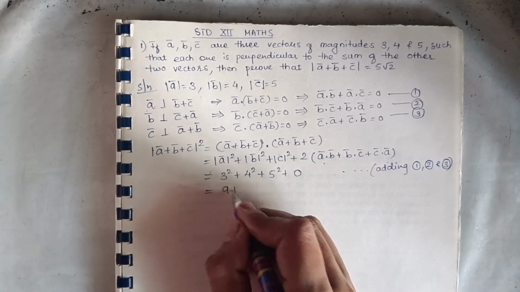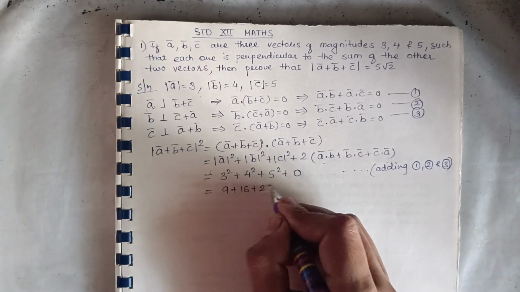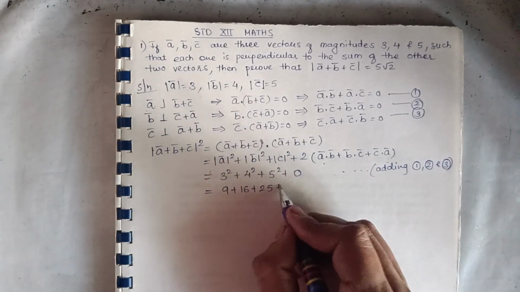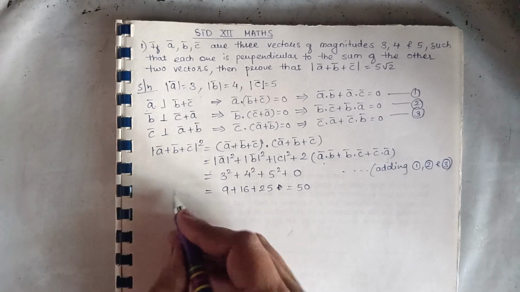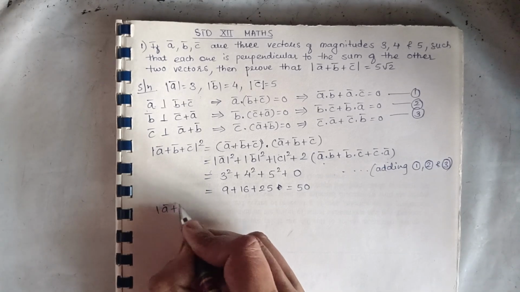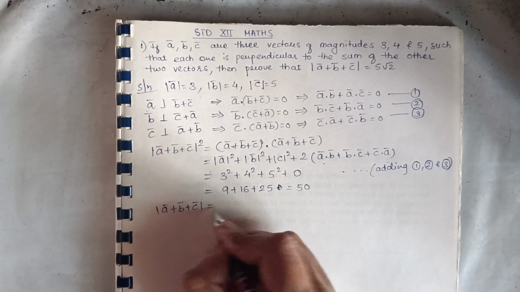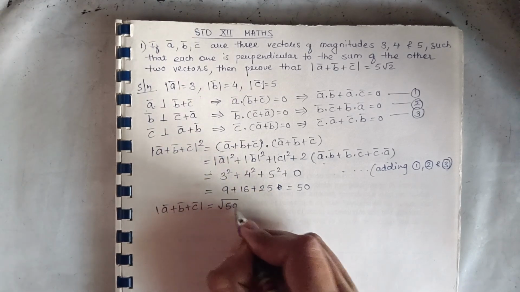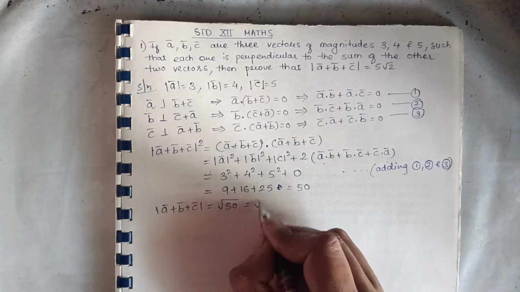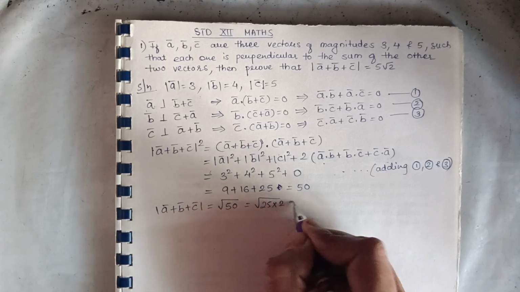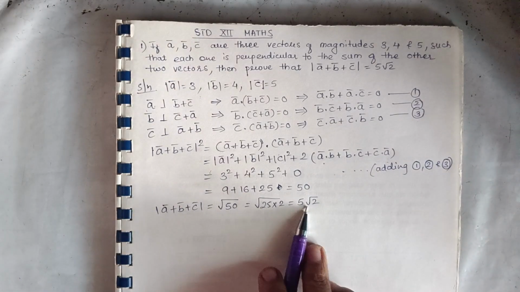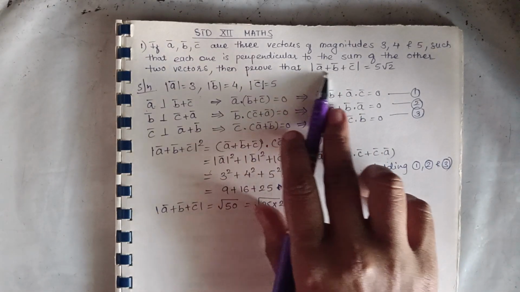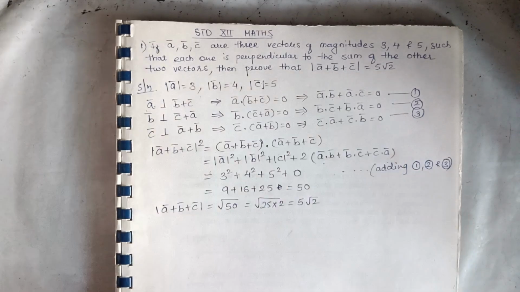This is 9 plus 16 plus 25, so then 25, so this is 50. Square is there, so we have to write the root. Root of 50, so this is 25 into 2, so 5 root 2. So we proved that the magnitude of A plus B plus C is equal to 5 root 2.